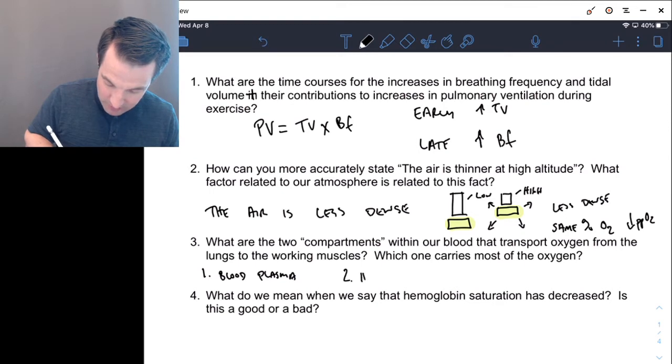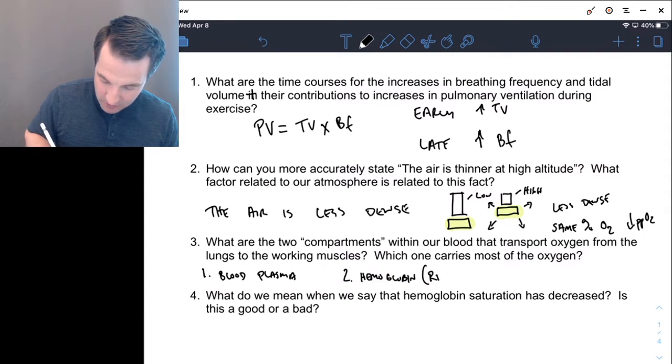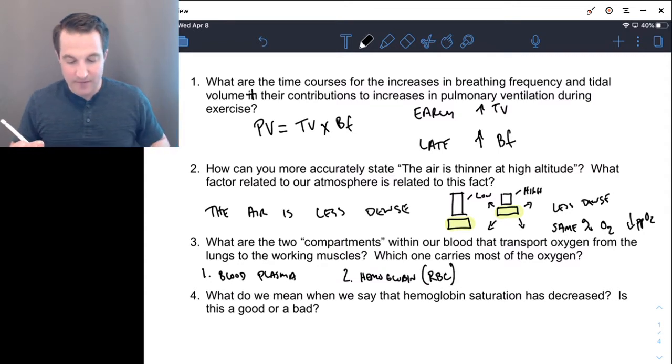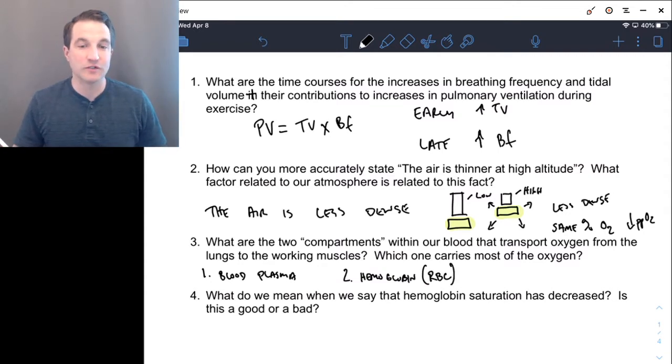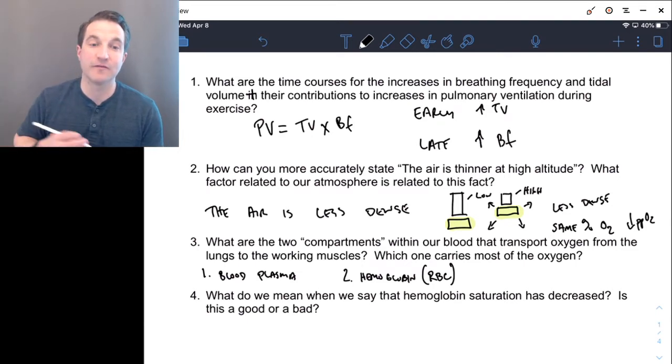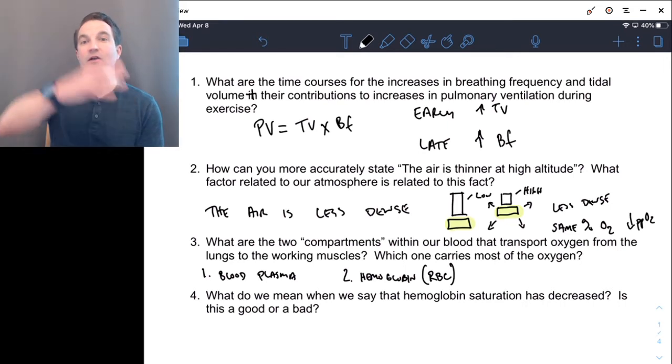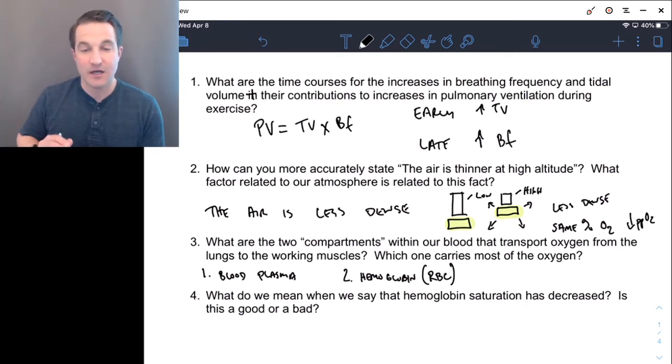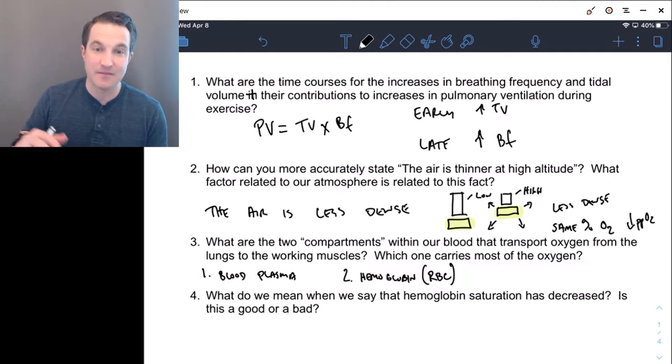Number 2 is our hemoglobin. And that's specifically on our red blood cells. And we know the second part of this question, which of these carries most of the oxygen? The answer to that is going to be hemoglobin. Remember, we figured out that blood plasma carries about 15 mLs, whereas our hemoglobin can carry over 1,000 mLs. So that's a really important differentiation for us to make for number 3 as part of our review.